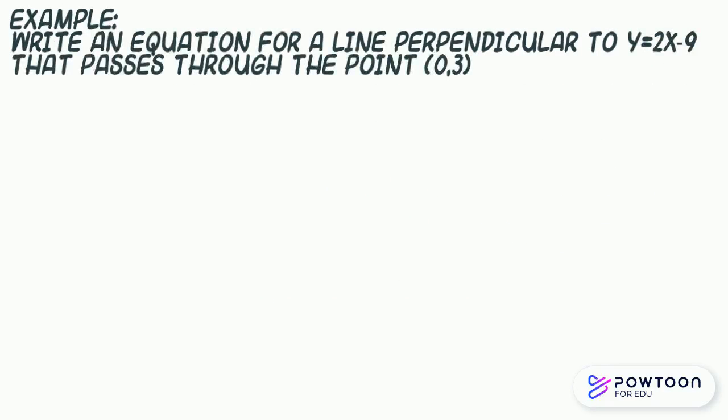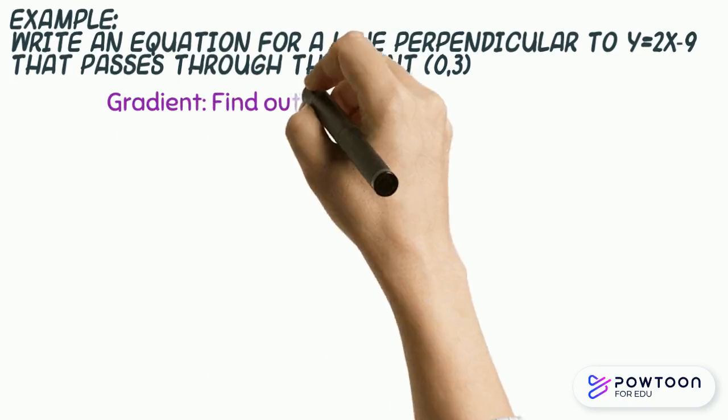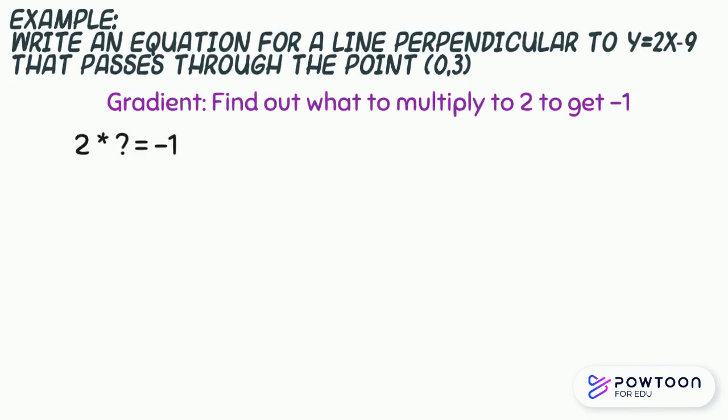All right, last example of this video, we're looking to find the equation of a line that's perpendicular to y equals 2x minus 9 that also passes through the point (0, 3). So to start, we need to actually find our gradient. So we've got 2 times something will give us -1, so it means our gradient is -1/2.